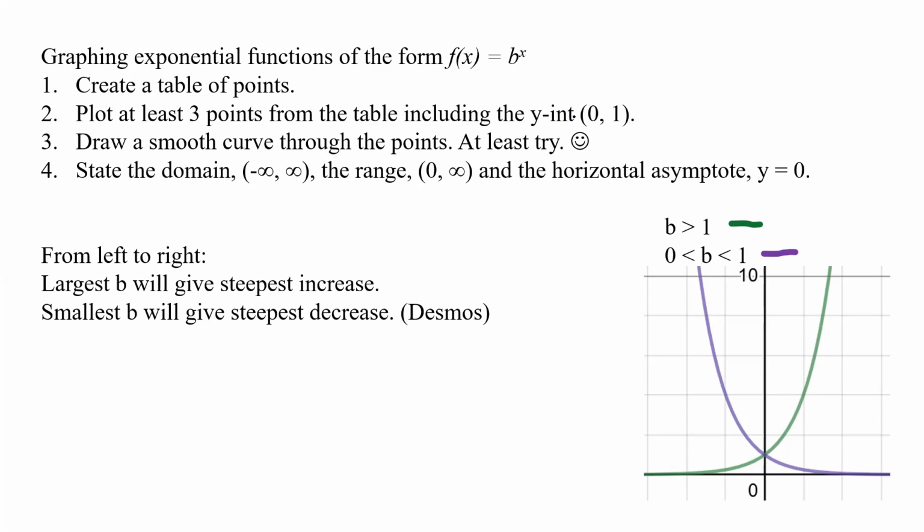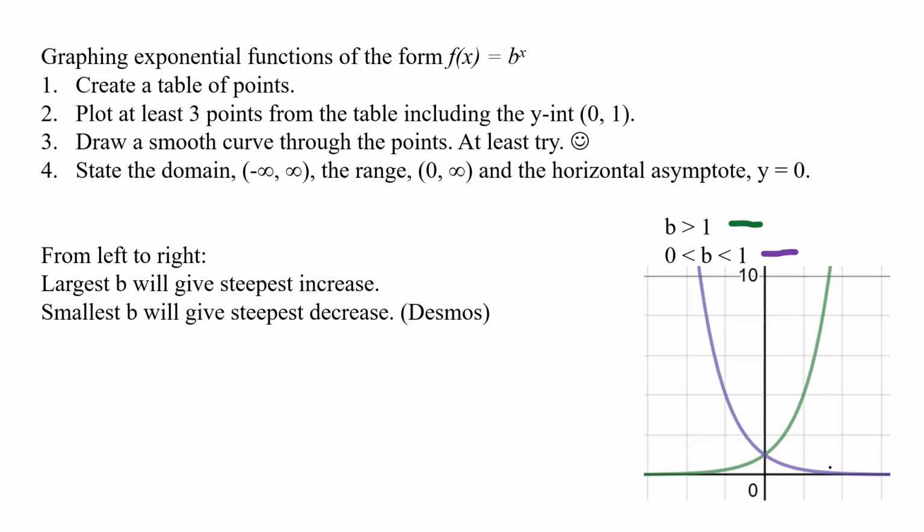Okay, so when we have just that simple function, when we have b greater than 1, we're going to get a function that goes like this. So it's going to be increasing, it's growing, and it's going to be exponential growth. Now, when b is between 0 and 1, then we're going to have a decay, and so we're going to get our purple function here. So it's going to look something like that.